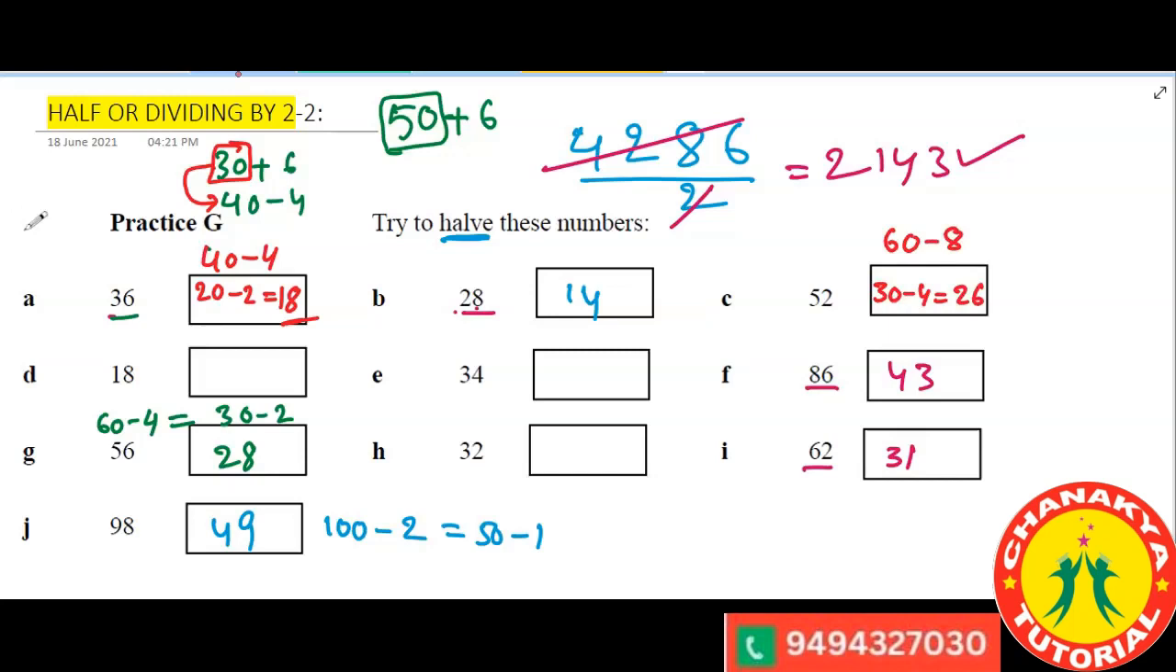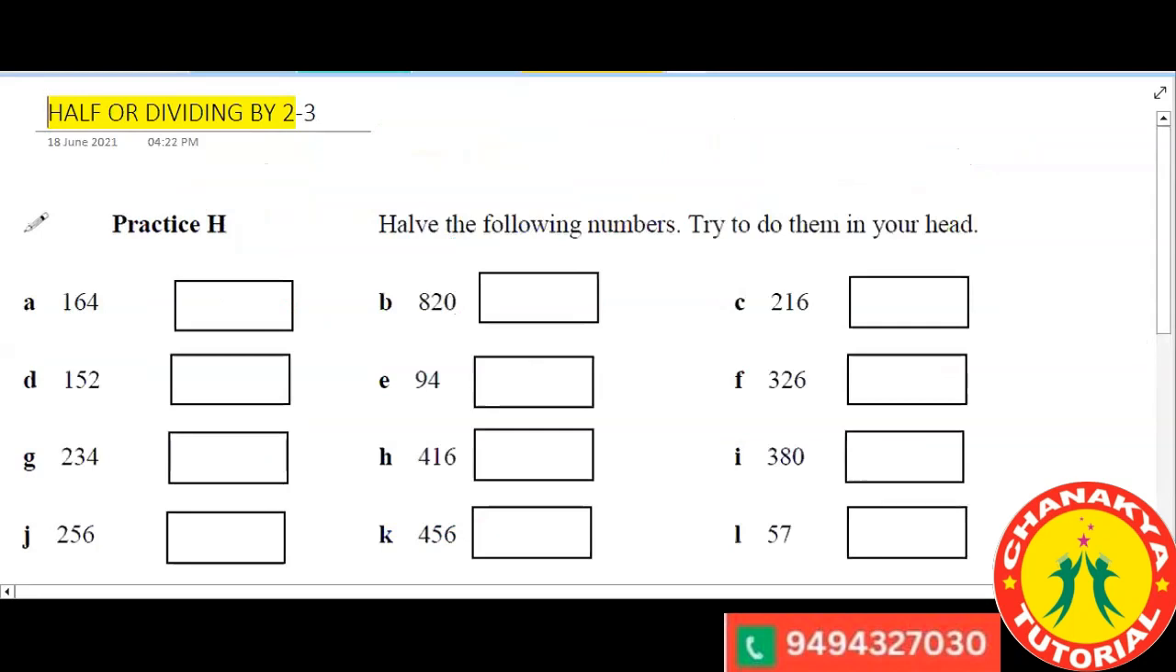Whose turn next? Ashutosh completed, right? Advika, tell the answer for E in the chat. E is 17. Okay. Next, again, I'm starting with Ashutosh.